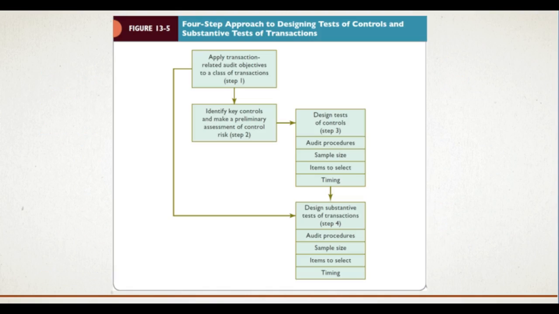Here, we have a summary of the four-step approach to designing tests of controls and substantive tests of transactions discussed in the previous slide. You can find Figure 13-5 on page 421 of your textbook.